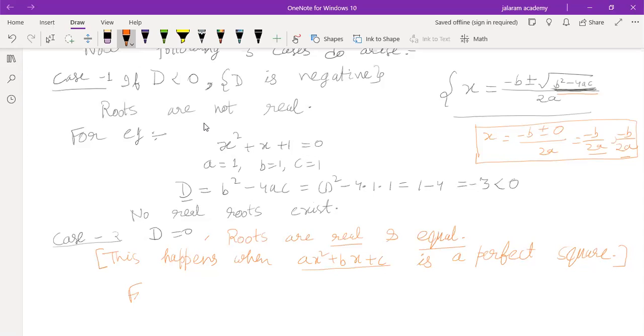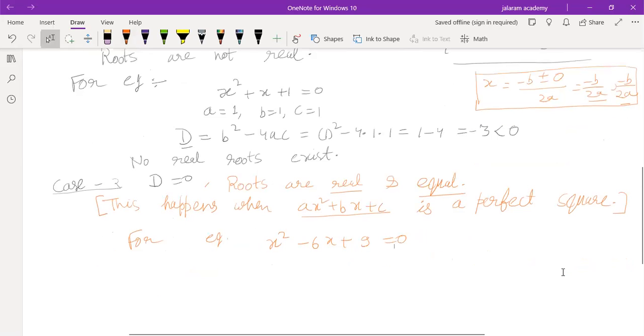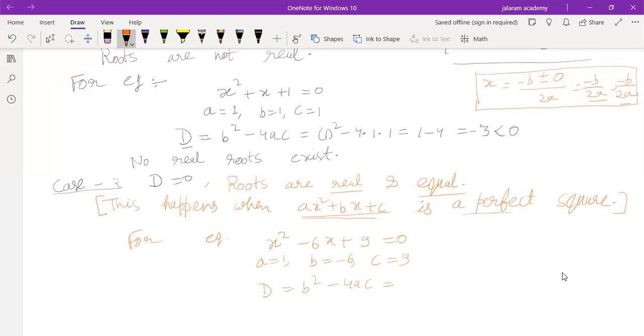For example, check for x square minus 6x plus 9 equals to 0. Okay, check for this. What is the discriminant? Sir, 0. A equals to 1, b equals to minus 6, c equals to 9. So discriminant is b square minus 4ac. And one more thing you have to check: whether it is a perfect square or not. Check this also.